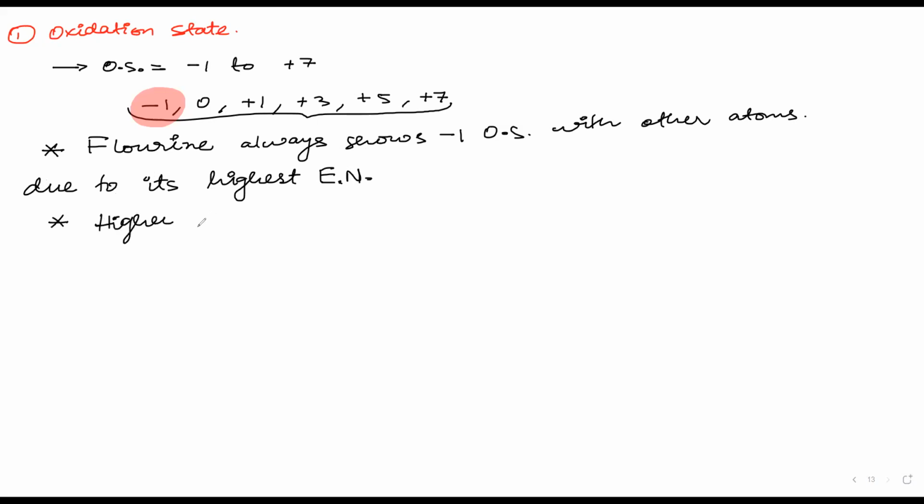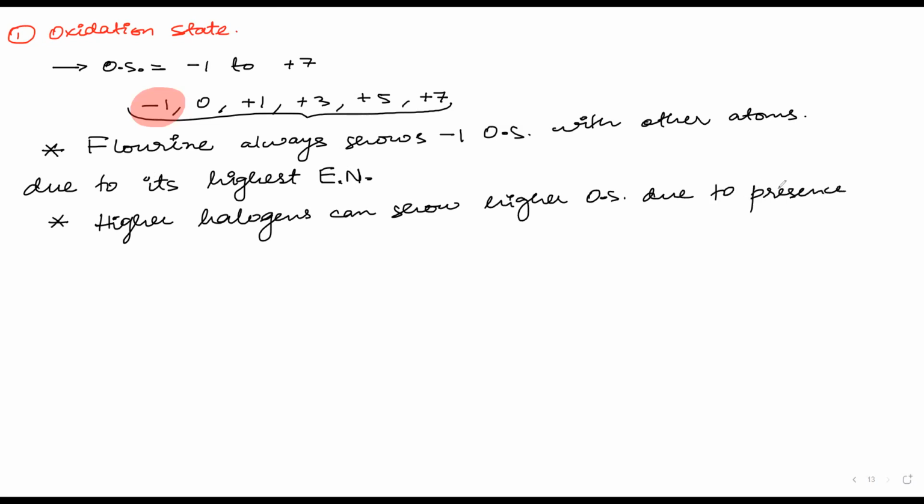Higher halogens can show higher oxidation states due to the presence of vacant d orbitals.